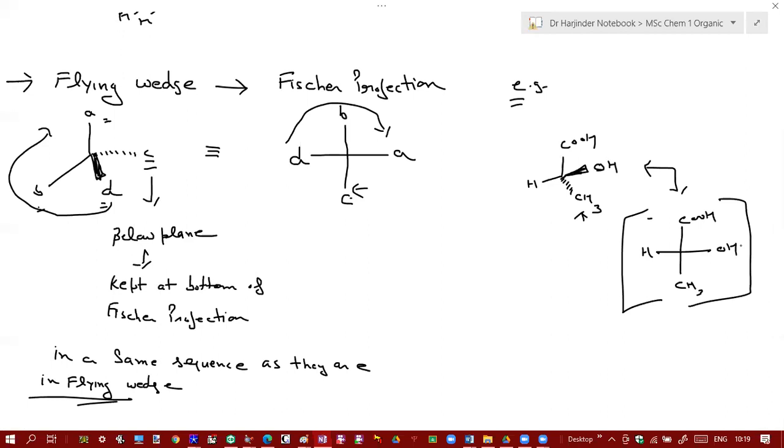Okay. So beta, today's lecture I am ending here. Tomorrow we will discuss many more examples of this conversion and the backward one, that means how to convert Fisher projection into flying wedge structure. So please go through this, and if you have any question, please ask.